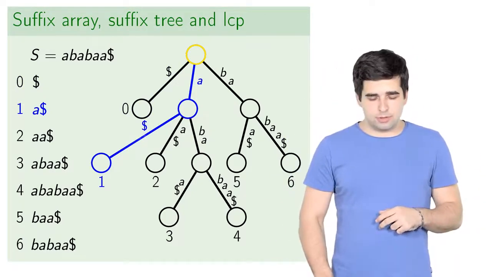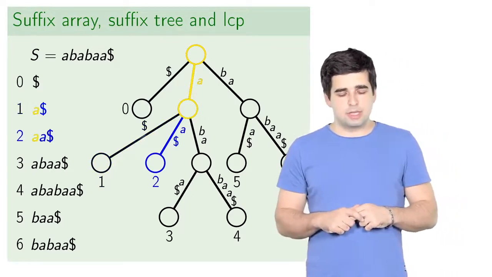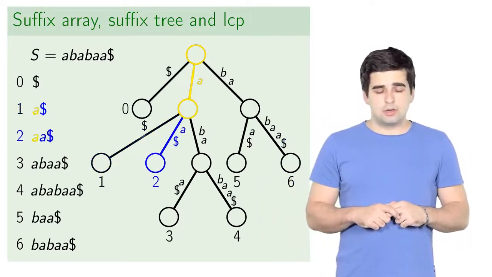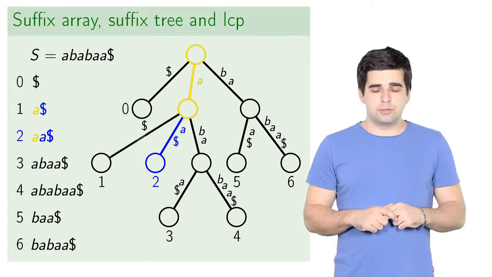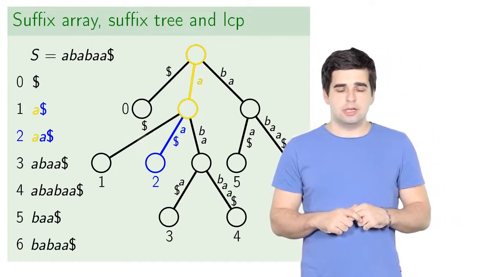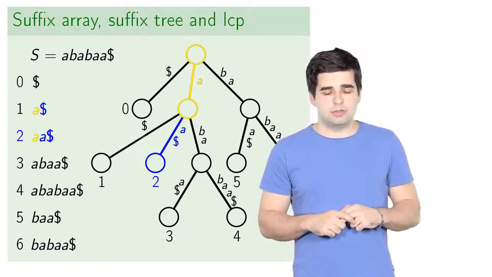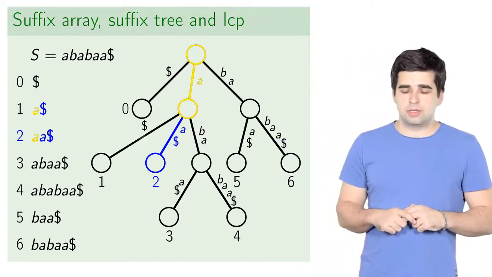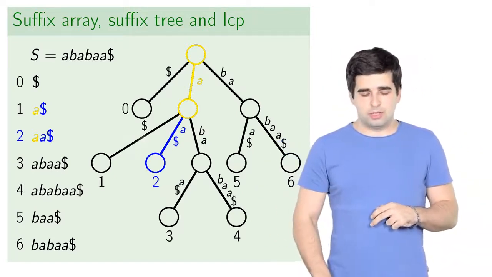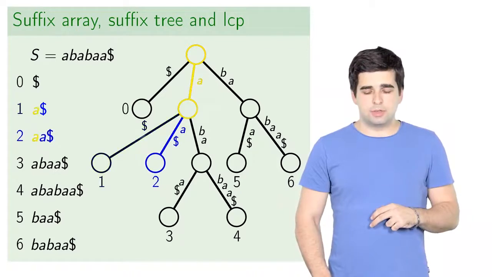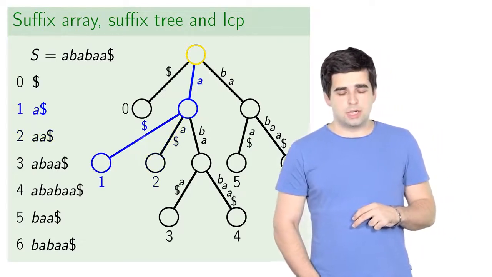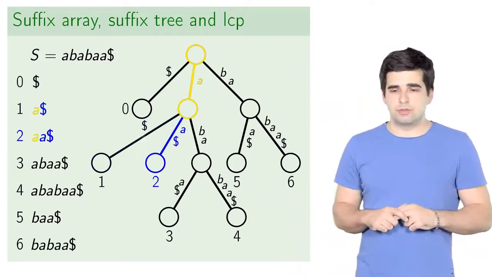However, if we proceed to the next suffix, it has a common prefix of length 1 with the previous suffix, and it corresponds to the common path in the tree, highlighted in yellow, starting in the root node and going through edge A to another node, which is still a common node for the current suffix and the previous one. So this is how LCP corresponds to the tree.